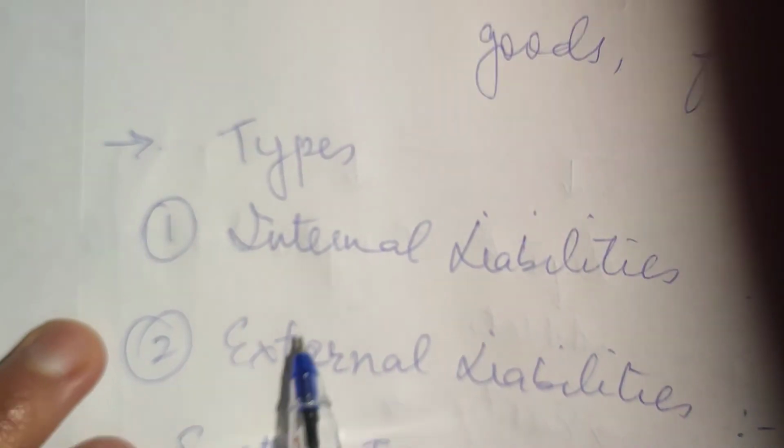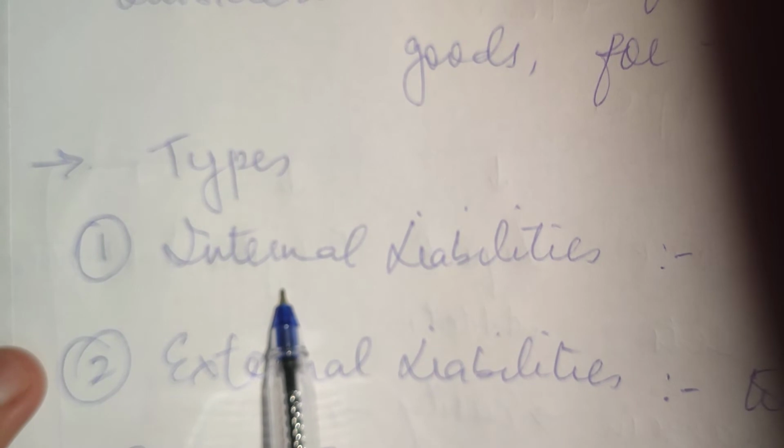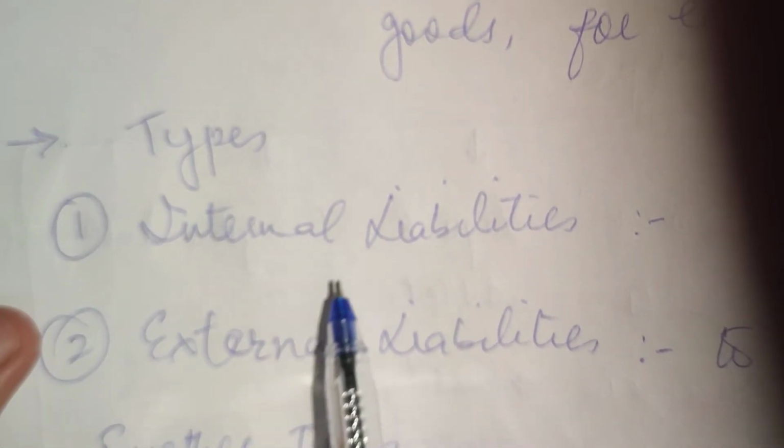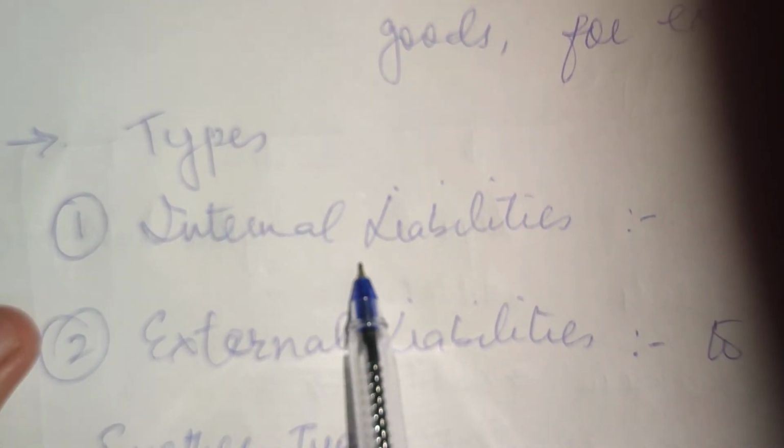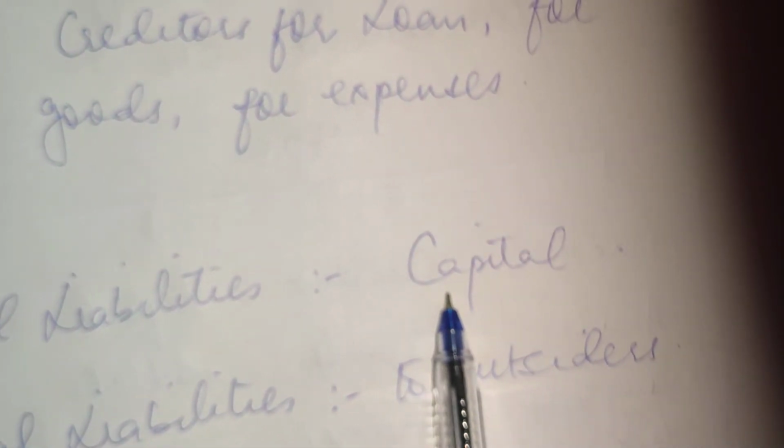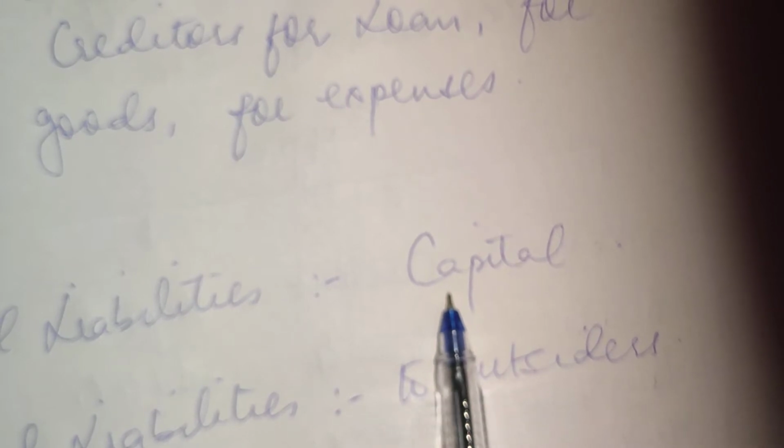Liabilities can further be classified into two types. One is internal liabilities and the other is external liabilities. Internal liability is the proprietor of the firm. That is, it is a party internal to the business, and the liability termed as capital is an internal liability for the firm. The proprietor has given the amount to the business, so the business is liable to the businessman for that amount. External liabilities are to outsiders, as we have discussed: creditors for loan, creditors for goods, creditors for expenses.